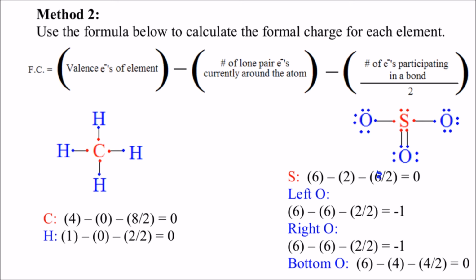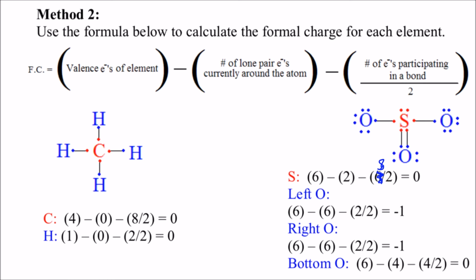So I just noticed that is wrong. That's supposed to be an 8 right there. You can fix that in your notes. Okay, so we've got 8 divided by 2 is 4. So we have 6 minus 2, which is 4, minus 4 more gives you 0. So we have a 0 formal charge for sulfur, just like we predicted with the inspection method.